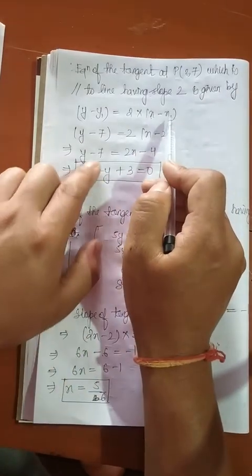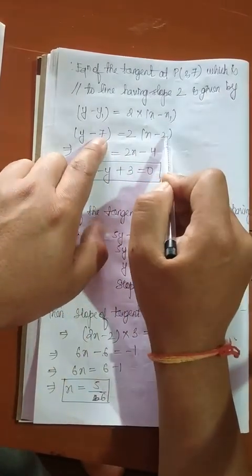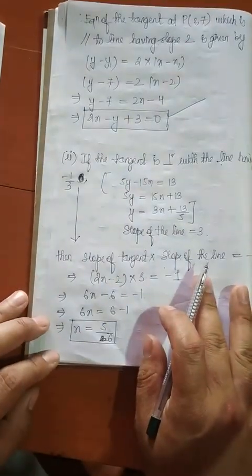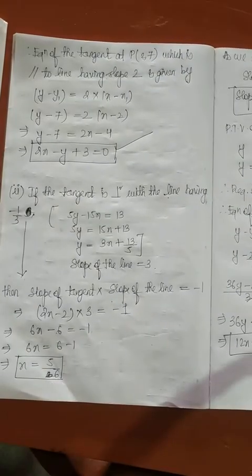Now what are the values for x1 and y1? x1 is 2 and y1 is 7. Put the values in and simplify. Hence I get this equation of the tangent. So pause the video to note it down.